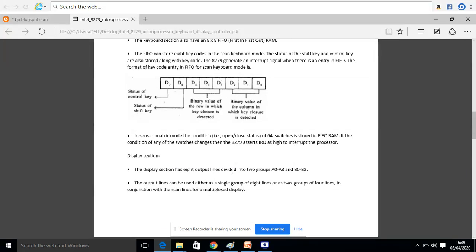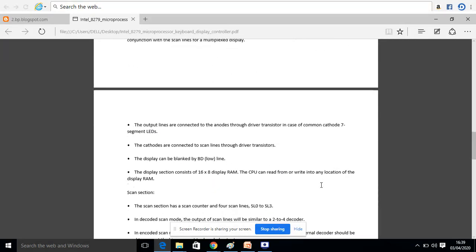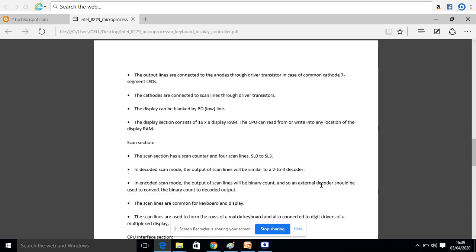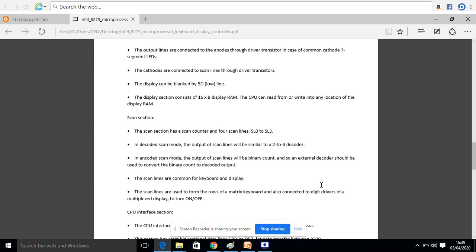has 8 output lines divided into two groups, A0 to A3 and B0 to B3. The output lines can be used either as a single group of 8 lines or as a group of 4 lines in conjunction with the scan lines multiplexed with the display. The output lines are connected to the anodes through driver transistors in case of common cathode 7 segment LEDs. The cathodes are connected to the scan lines through drivers and transistors. The display can be blanked by the BD low line.